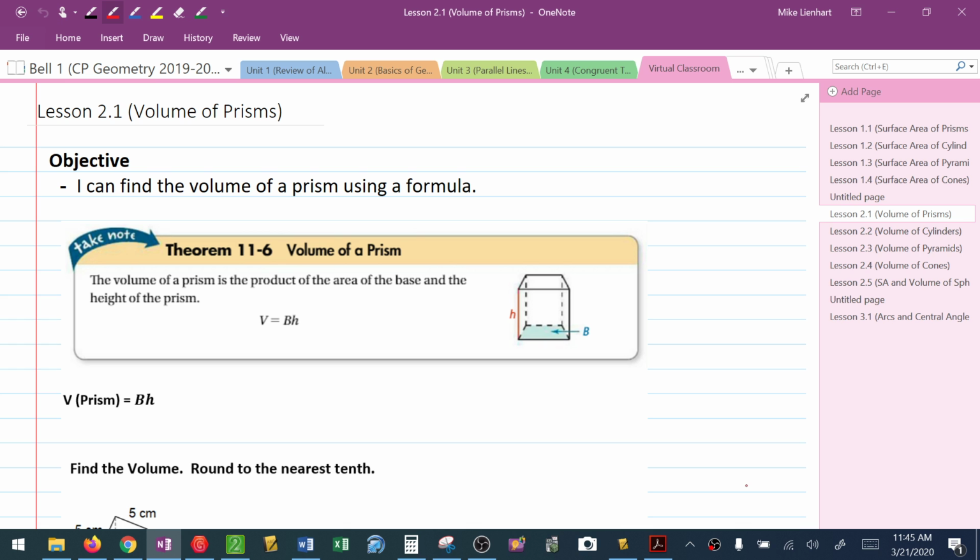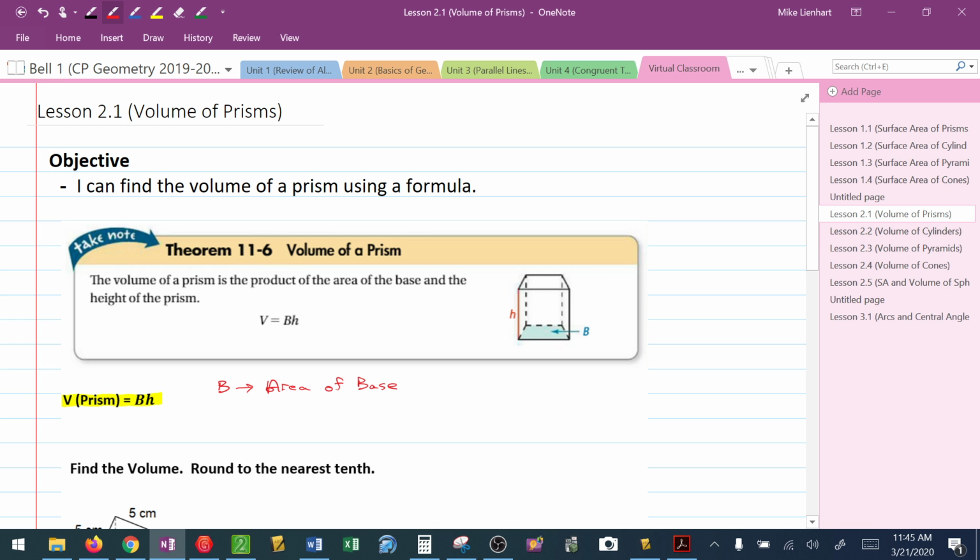All right, so as we're going to find these volumes this week, one of the things we need to focus on is what's the formula? So for this first one, it's going to be big BH. Remember what big B stands for? It's still the same thing. It's the area of the base. And then H stands for the height of the prism.